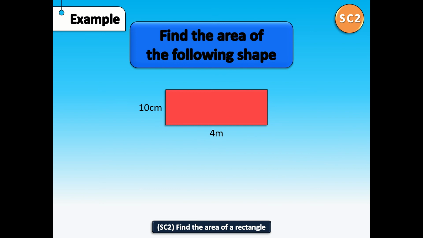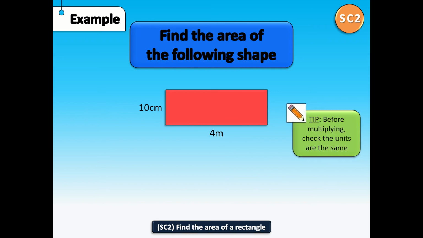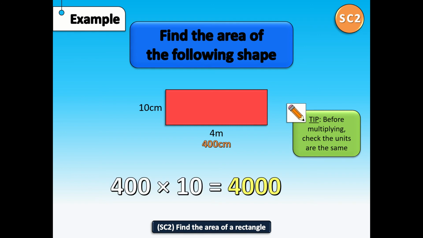Here's another question. This time, before I multiply the length by the width, I need to make sure all my lengths are in the same units. So I've got 10 centimetres and 4 metres. So before I multiply, I need to change that 4 metres to centimetres. So that's 400 centimetres. Now I can do the length, 400, times by the width, 10. So the answer is 4,000 centimetres squared.